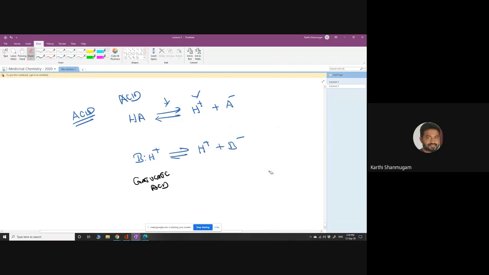So can you tell now, in the first equation, which species is in its protonated form? I write here protonated form. The question is, in the first equation, which species is in its protonated state? You know what is protonated, right?